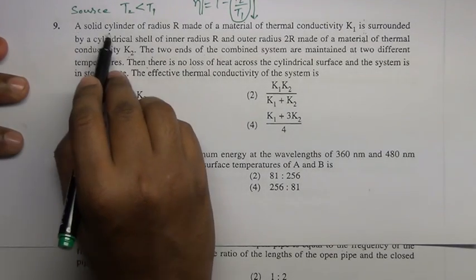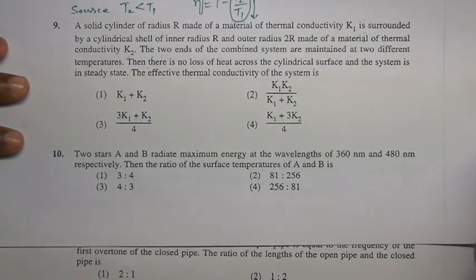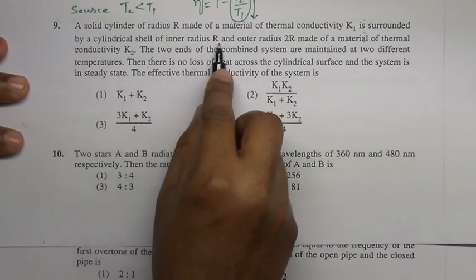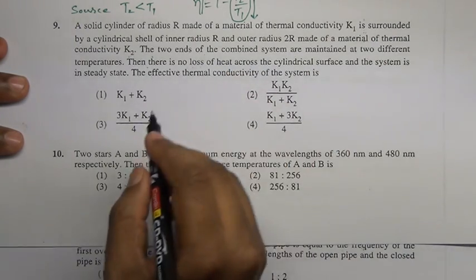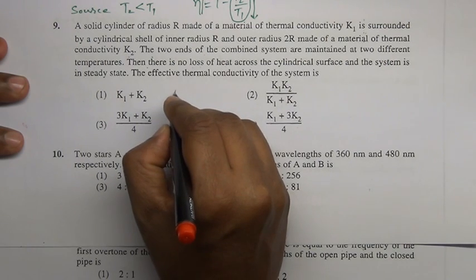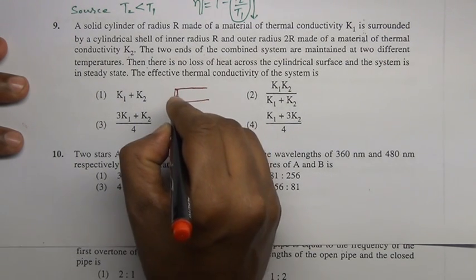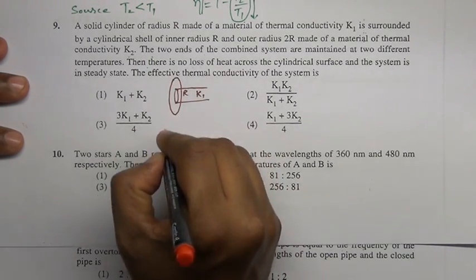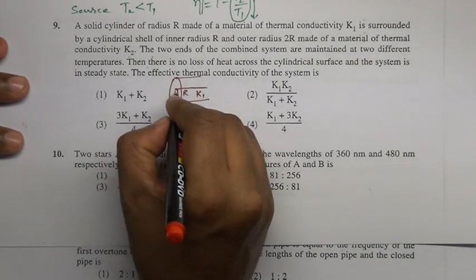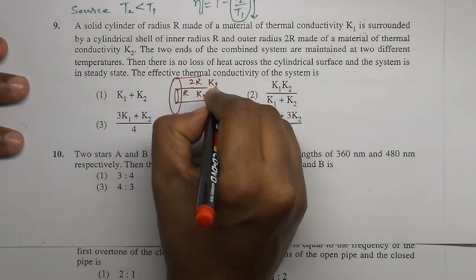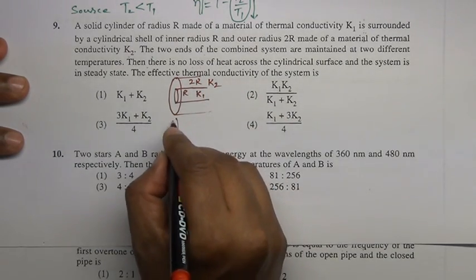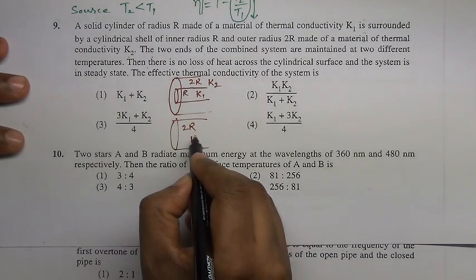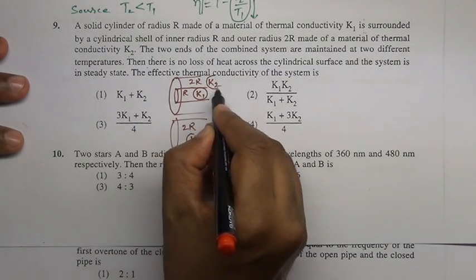Ninth, a solid cylinder of radius r, made of material of thermal conductivity K1, is surrounded by a cylindrical shell of inner radius r and outer radius 2r. The diagram is something like this. There is a cylinder with radius r, thermal conductivity K1, and an outer crust with radius 2r, thermal conductivity K2. Now these two are replaced by a single material of radius 2r and thermal conductivity K. What is the relation between K, K1 and K2?